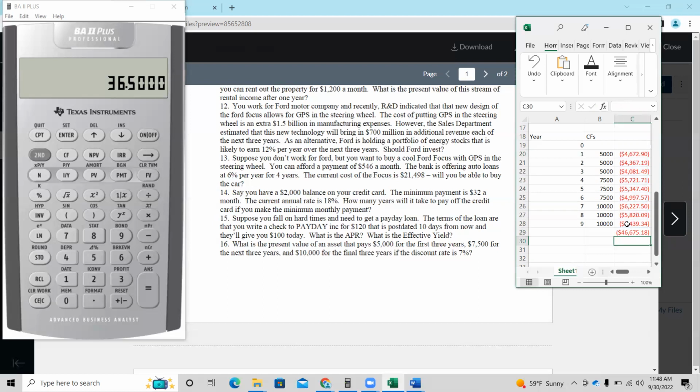The sum of the present value of these future cash flows is $46,675.18. Okay, so that problem initially looked a little bit tricky, but it's not. It's actually pretty straightforward. Just treat it this way again.